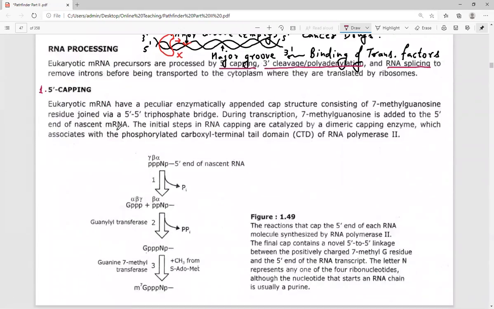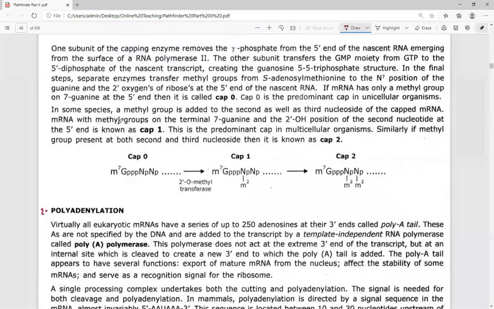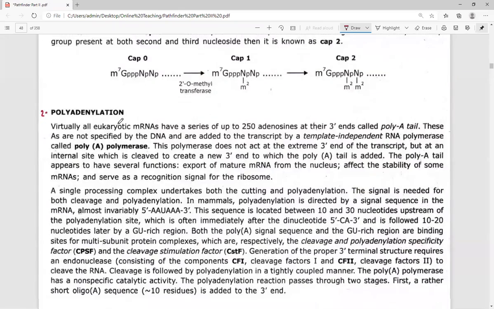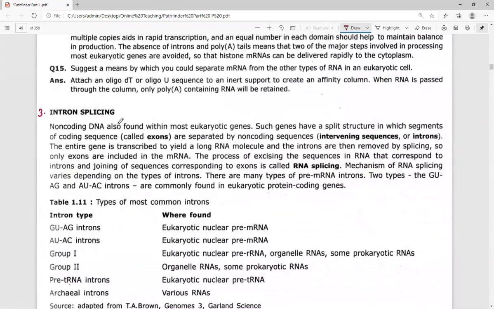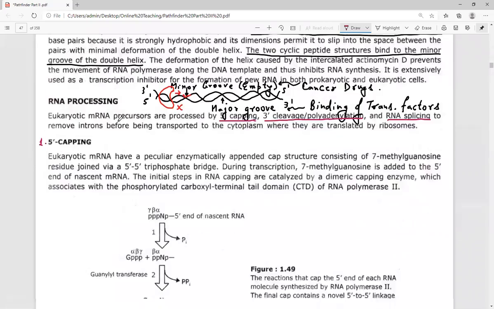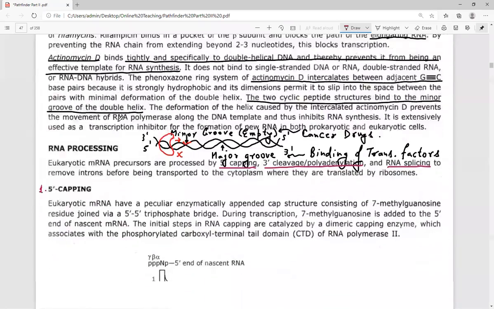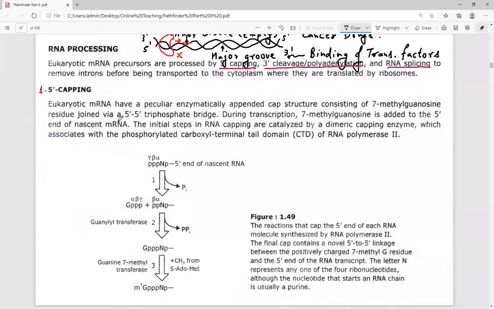So let us start with the capping reaction, how does the capping reaction take place, how does the tailing reaction, that is the polyadenylation reaction, take place, and how does splicing take place. In today's lecture, we would be targeting capping as well as polyadenylation. Okay, so what do you mean by capping? Firstly, why is capping absent in the case of prokaryotes? In prokaryotes, co-transcriptional translation takes place. So there is no need of capping.